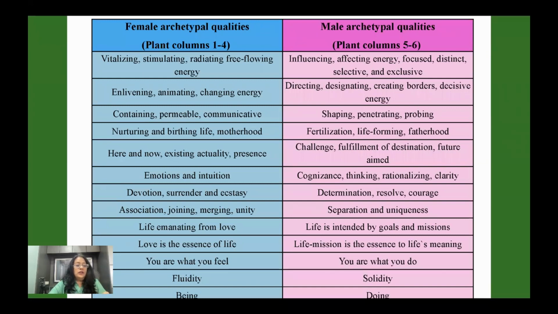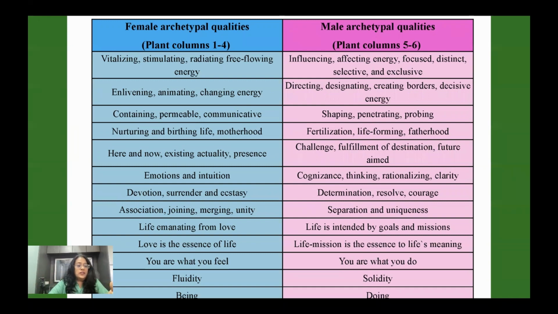This is containing, permeable, communicative; that is feminine. Then this is shaping, penetrating, and probing. So as we take shape, it means we are getting our individualistic characteristics. So these individualistic characteristics are also the masculine aspect. It means that we have become more differentiated from the unified whole. This feminine energy is nurturing and birthing life, motherhood. Here it is fertilization, life forming, and fatherhood. So the mother element is feminine and the father is masculine.